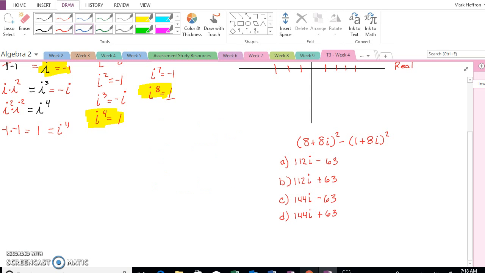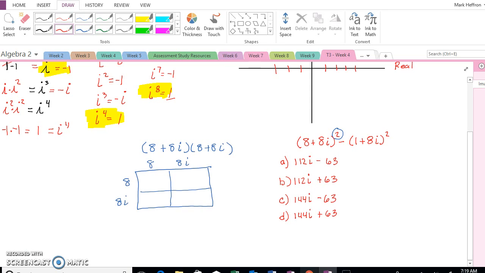Here's another popular SAT kind of problem. Remember, if we're going to square something, we really need to FOIL it out. So we have 8 plus 8i times itself. And so I've set an area model up to do this. First one, 8 times 8 is 64. 8 times 8i is 64i.